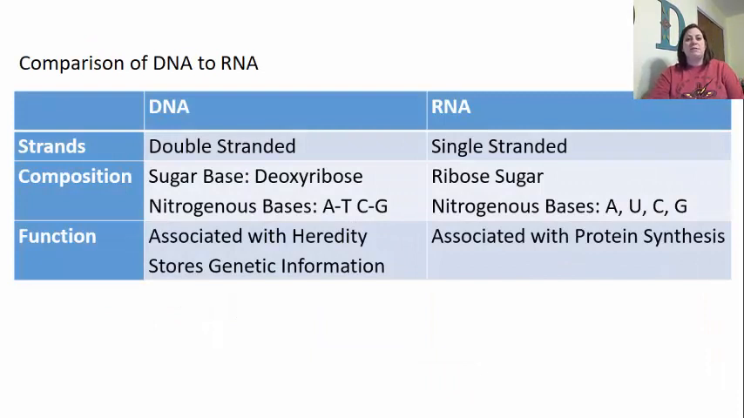So if we do a comparison of DNA to RNA, remember DNA is double-stranded, RNA is a single strand. DNA has the sugar deoxyribose, whereas RNA has the ribose sugar. DNA has the bases A, T, G, and C, whereas the bases in RNA are A, U, G, and C. DNA is associated with your hereditary information. It stores your genetic information. It's the blueprints. It has the instructions. The RNA is going to be taking those instructions and actually making them into the proteins. So they are going to be the part that does the protein synthesis.